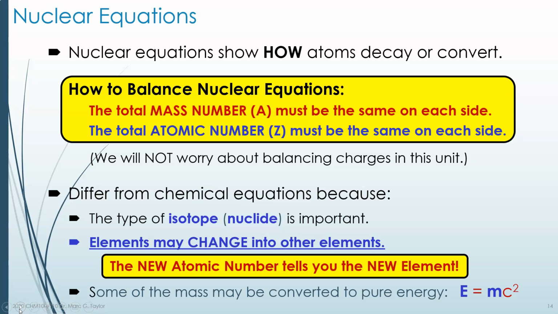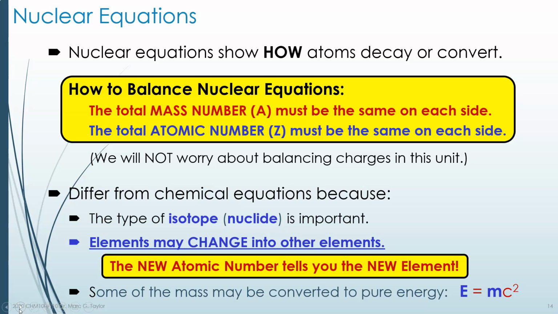Some of the mass in any reaction will be converted to pure energy. What do I mean by that? Well, when you have gamma particles, they're all energy, and the energy comes from somewhere. Some of the mass in the left side of the reaction has been converted to energy using the equation E equals mc squared. In other words, the tiny bit of mass that might be lost, you would multiply that by the speed of light, c, squared, to get the amount of energy that's actually produced in the reaction.